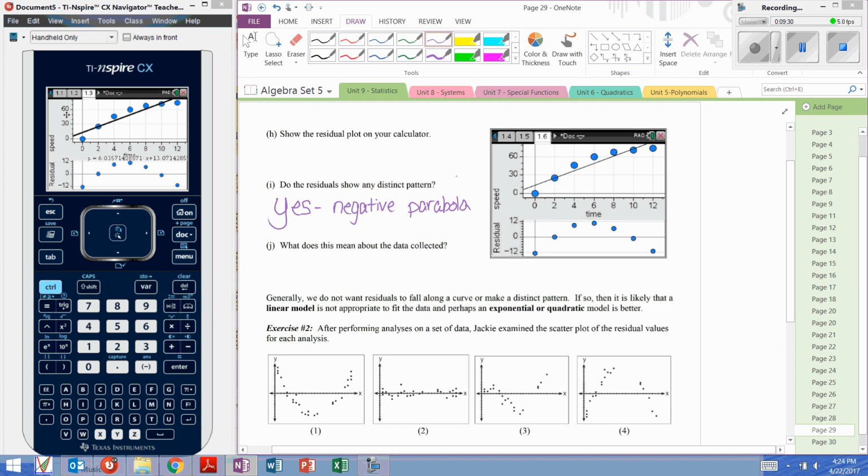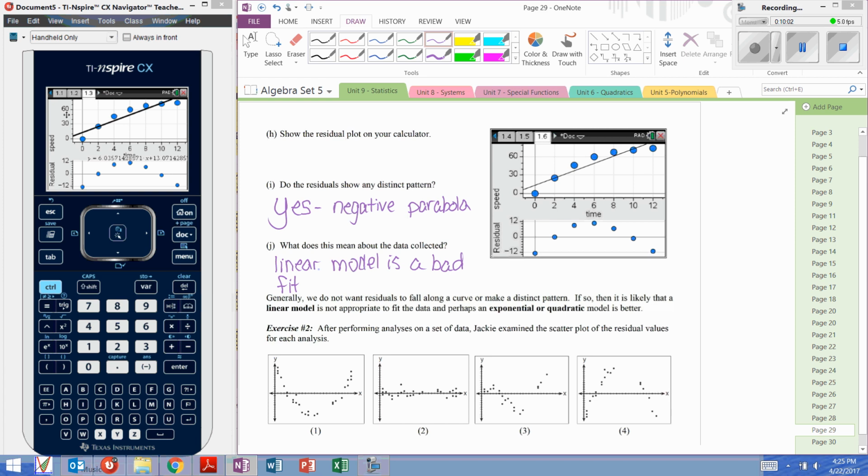And what does this mean? Well, this actually means that our linear model is a bad fit. Anytime that it shows a pattern is a bad residual plot. We want it to be as scattered as possible.